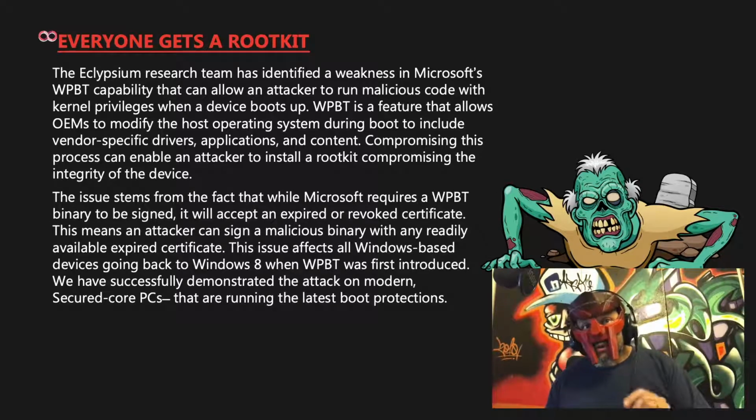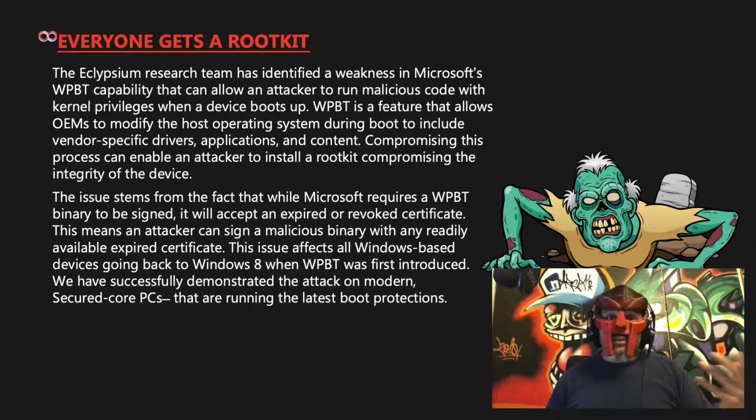The issue stems from the fact that while Microsoft requires a WPBT binary to be signed, it'll accept an expired or revoked certificate. This means an attacker can sign a malicious binary with any readily available expired certificate. This issue affects all Windows-based devices going back to Windows 8 when WPBT was first introduced. Eclypsium has successfully demonstrated the attack on modern, secured core PCs that are running the latest boot protections.